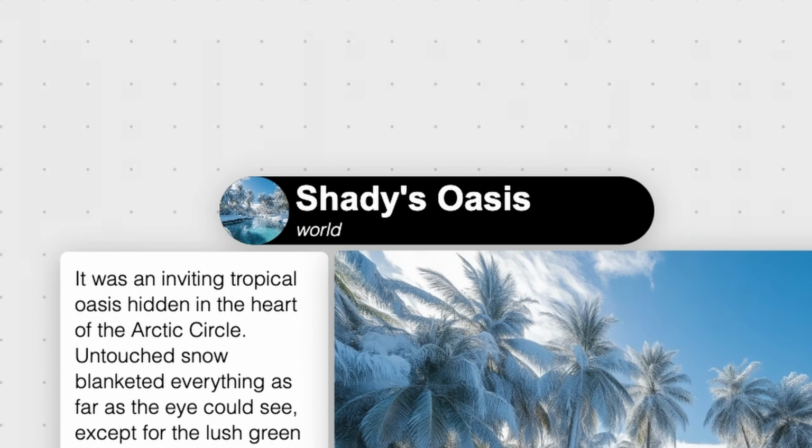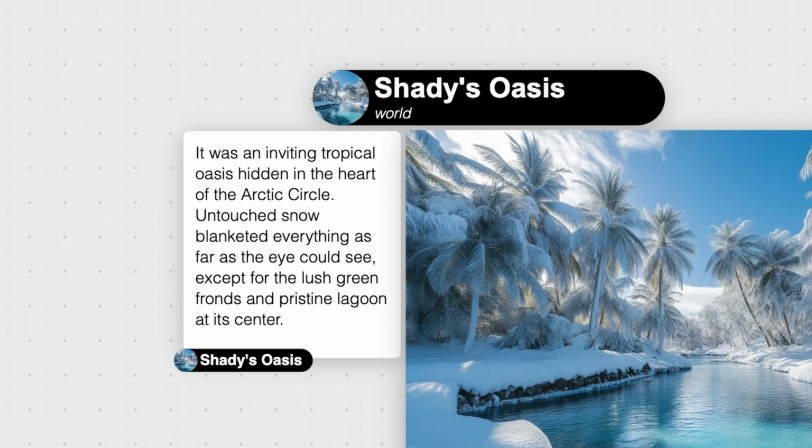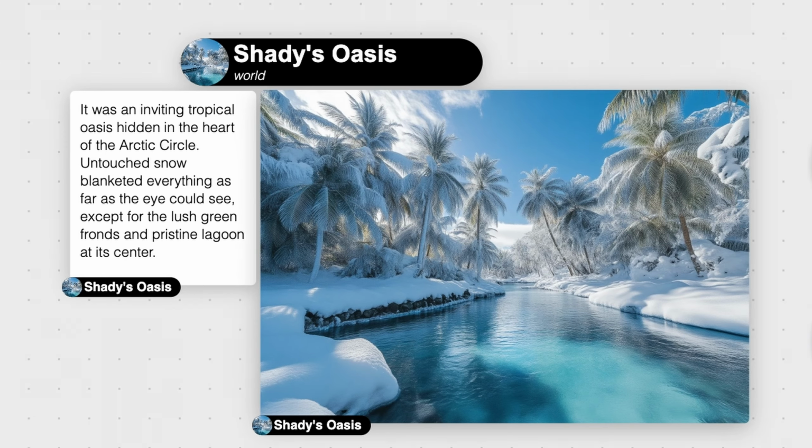Here you can see the title one that says Shady's Oasis, and the description scrap that is attached to it, where it has, well, a description of the world that I input. The image itself is an image that was created based on the description being used as the prompt.